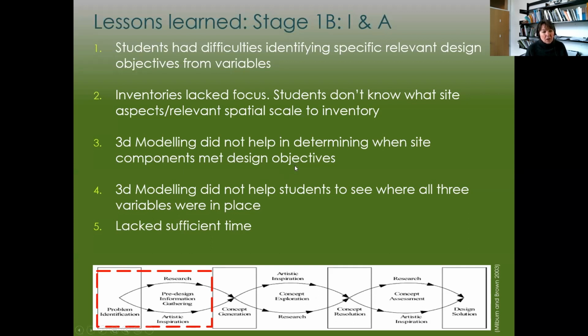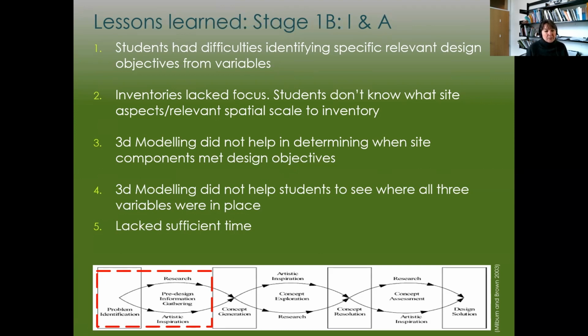The 3D modeling didn't help them determine when the site components met the design objectives. It could show them the shade, but they weren't able to use that to determine when enough shade had been provided, right? So when was there enough shade and when was there too little, which is what you need to know to make a design decision.